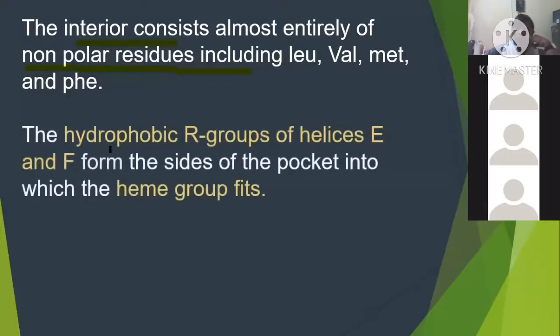The hydrophobic R groups of helix E and F form the sites. Here also, just like in myoglobin, each of these subunits has helices A to H, wherein helices E and F have a pocket-like structure into which the heme is present. This is the same structure we saw in the myoglobin structure also. A to H are the helices, in which between the E helix and the F helix the heme is present.